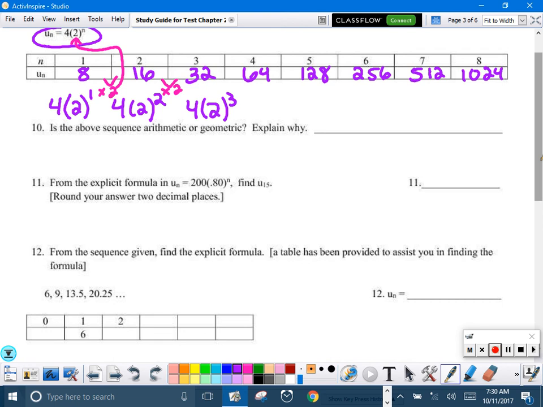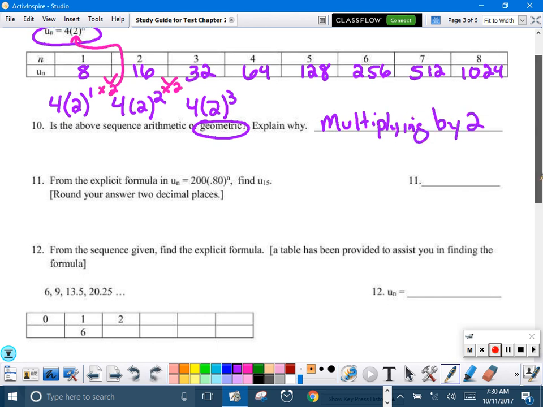And I already answered this. Is the above sequence arithmetic or geometric? It's geometric. Why? Because we are multiplying by 2. Please be specific.